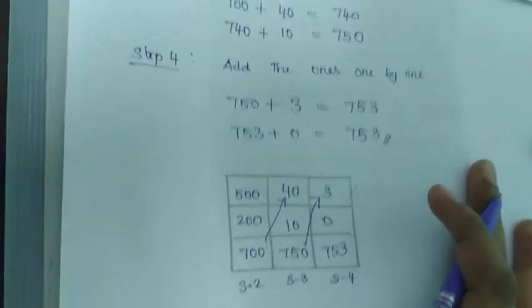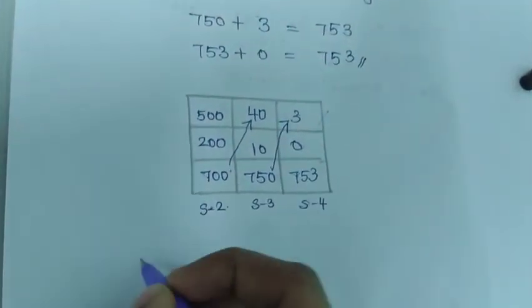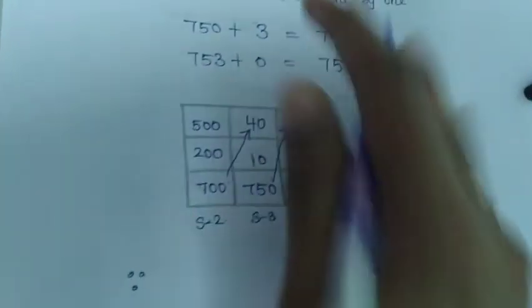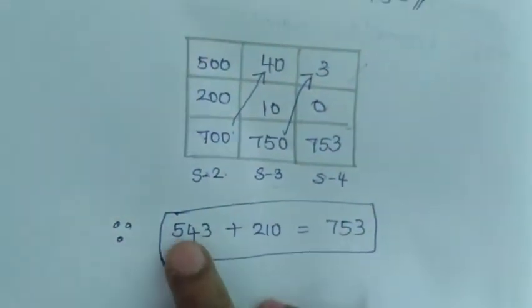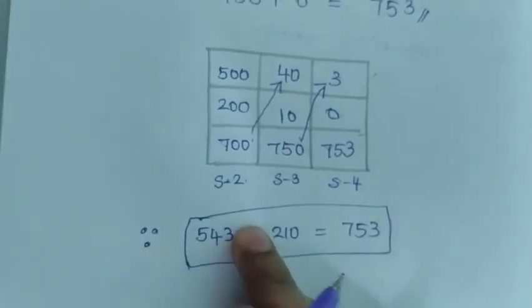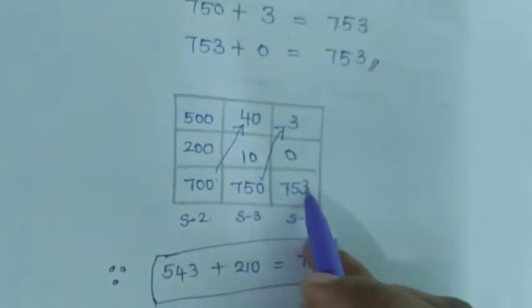Okay, that's all. Clear, amma? Now you must write the final answer here. What is the question asking here? 543 plus 210, so write the final answer like this. 543 plus 210 equal to, what is the final answer? 753. Okay, this is a 5 mark question, ma.